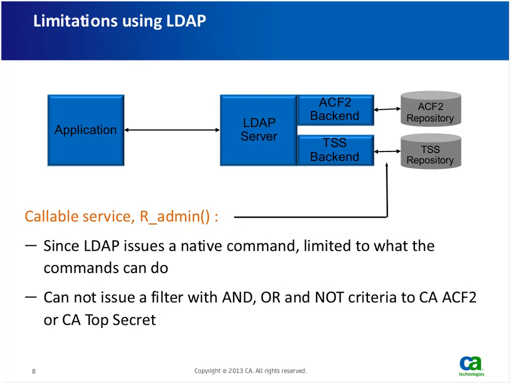Since we're going through R_admin and issuing commands native to ACF2 and Top Secret, everything that we do is limited to what ACF2 and Top Secret support at a TSO prompt. So even though LDAP can support things like ands and ors and nots, if the native ACF2 and Top Secret commands don't support it, LDAP can't take advantage of it. So when you're sending in search filters to LDAP to turn into native commands, it always helps to understand that passing in parms that turn into Top Secret list ACID prefix, or ACF2 list like and a value. It's always good to use those values to make the LDAP server perform optimally and return a subset of results, so it doesn't have to process the entire security database.